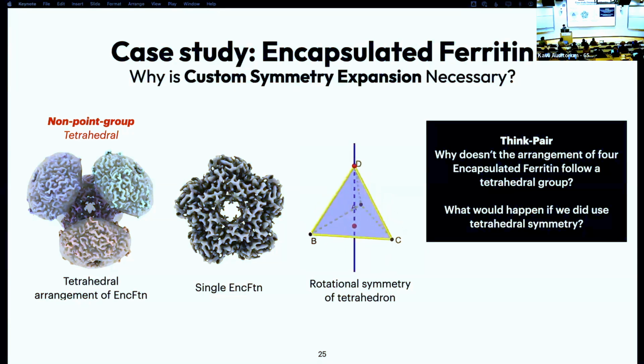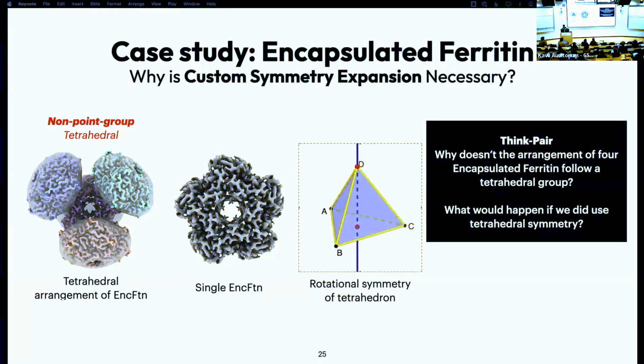Now, I want you guys to think again. Why doesn't the arrangement of these 4 encapsulated ferritin molecules follow a tetrahedral group? And what would you think would happen if we did enforce tetrahedral symmetry in a homogeneous refinement of this complex? Specifically, think about the symmetry of a tetrahedron. How many times can you rotate it around this vertex and have it look unchanged?